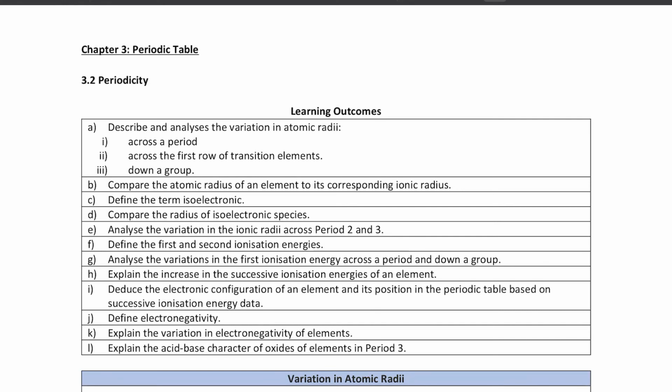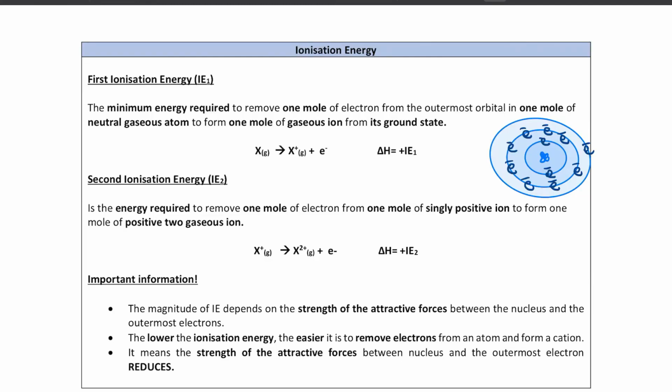So in this video we are still in chapter 3.2 periodicity, but I will teach you learning outcomes F and G. That means by the end of this video you should be able to define first and second ionization energy, and then you should be able to analyze the variation in first ionization energy across a period and down a group. Okay, so kita nak tengok trend lah. Alright, so let us start with the definition of ionization energy.